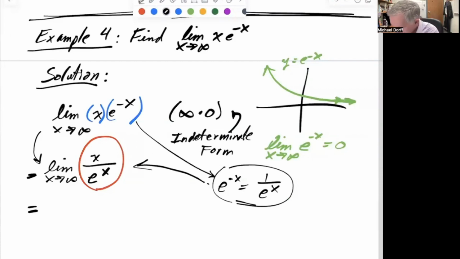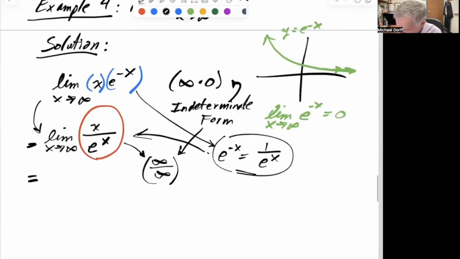And now we notice, if we look at this, if x is going to infinity, this gives me infinity over infinity. That's what this is. And that's an indeterminate form. But it's an indeterminate form that's a rational expression. And so now I can apply L'Hopital's rule. So we're going to use L'Hopital's rule at this point.